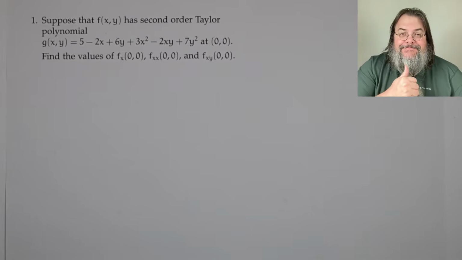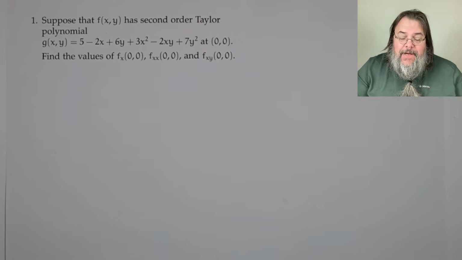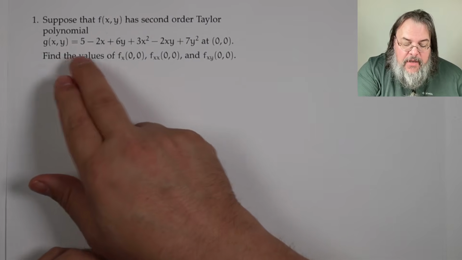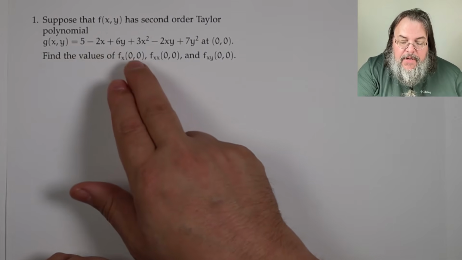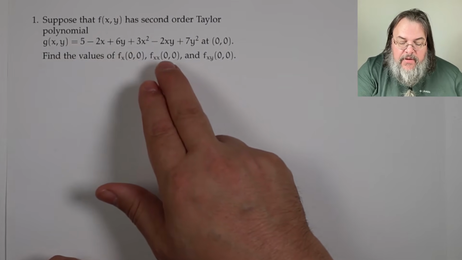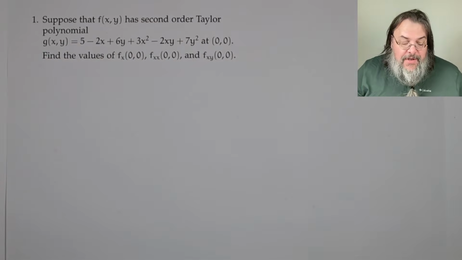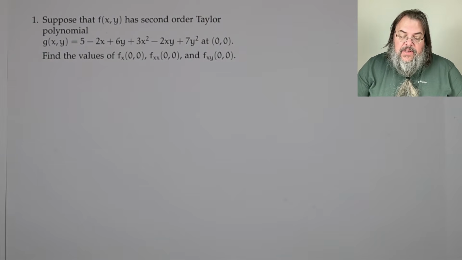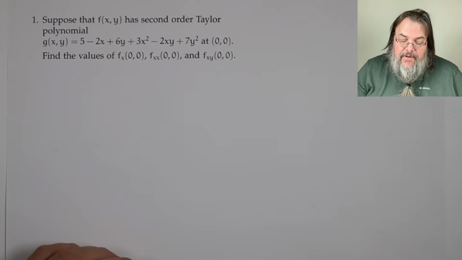Let's get going. Number 1. Suppose that f of x y has second order Taylor polynomial g of x y equals 5 minus 2x plus 6y plus 3x squared minus 2xy plus 7y squared at 0, 0. Find the values of f sub x at 0, 0, f x x at 0, 0, and f x y at 0, 0.